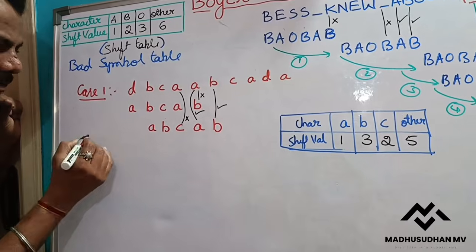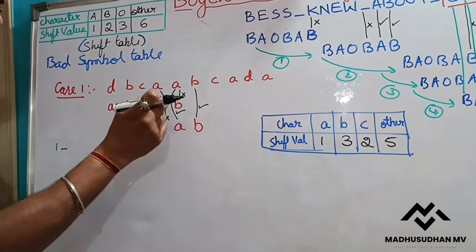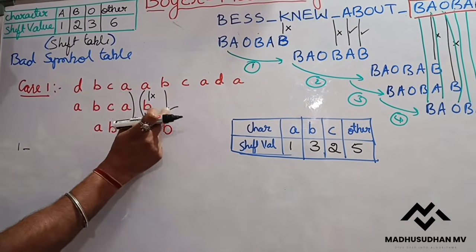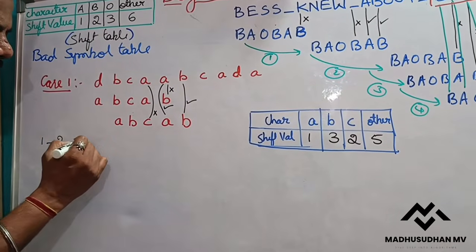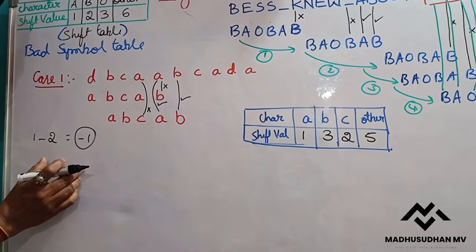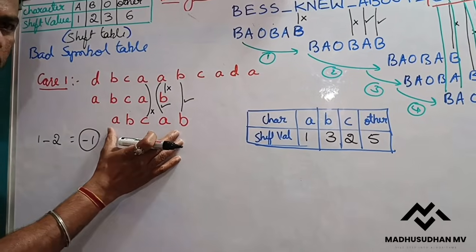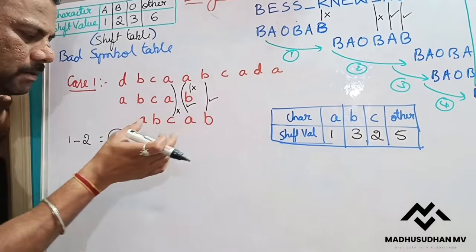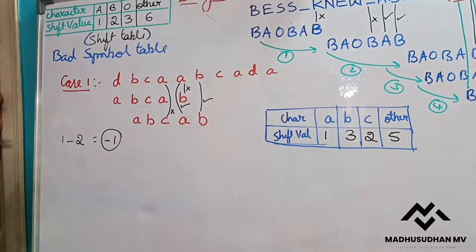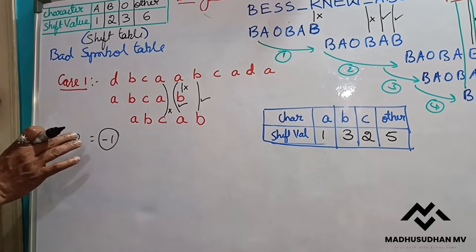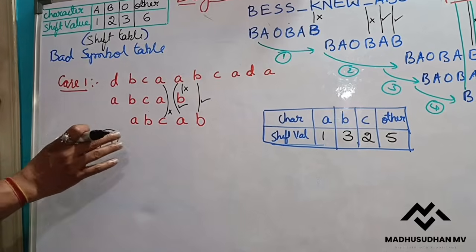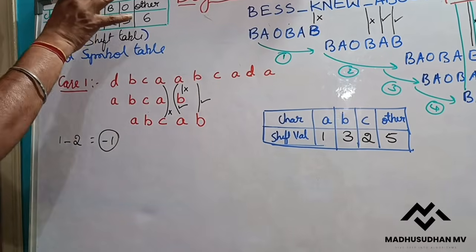The shift value is 1 minus the number of matched characters. How much? 1 is matched, 2 is matched, so 1 minus 2. Shift by this. 1 minus 2 is how much? Minus 1. That means shift the pattern towards its right by minus 1 position. How to shift? It is not at all possible to shift. Okay, that is the problem with the shift table constructed by the Horspool algorithm.